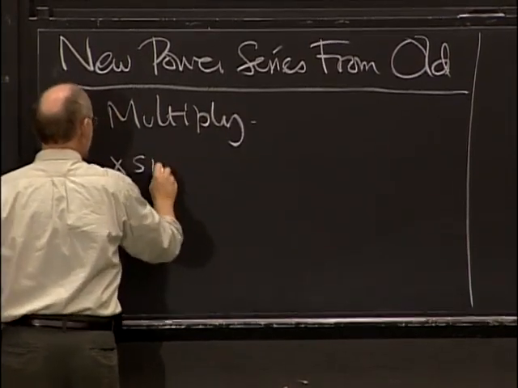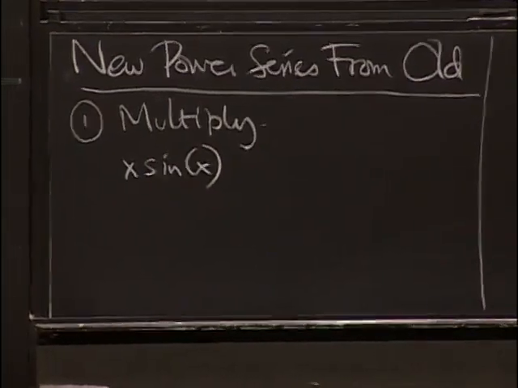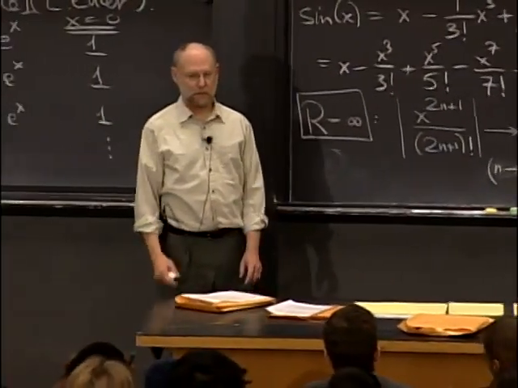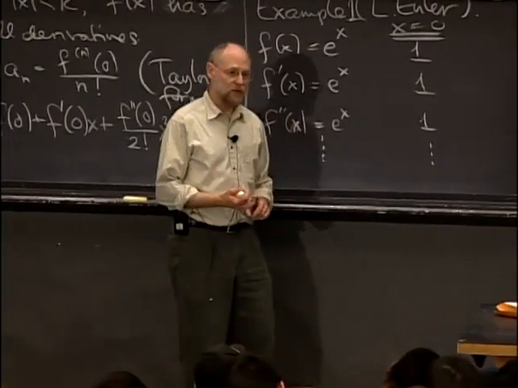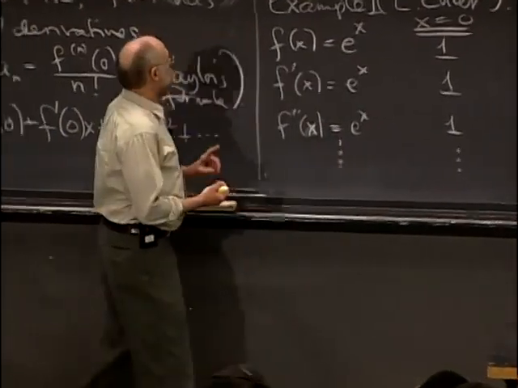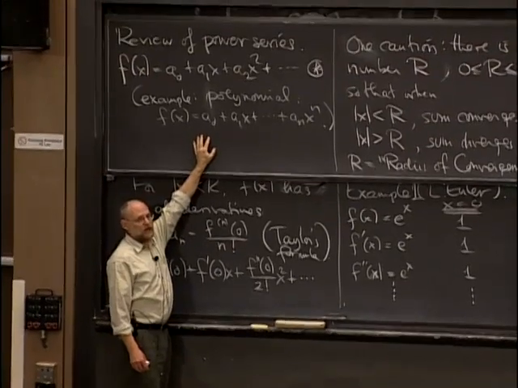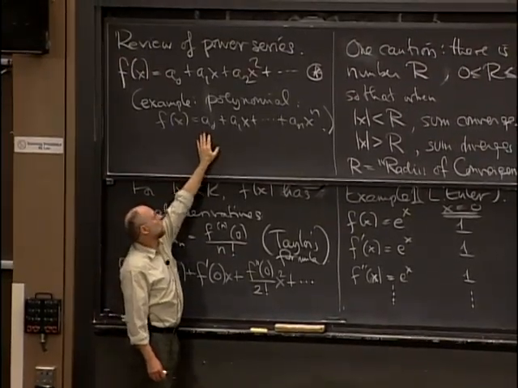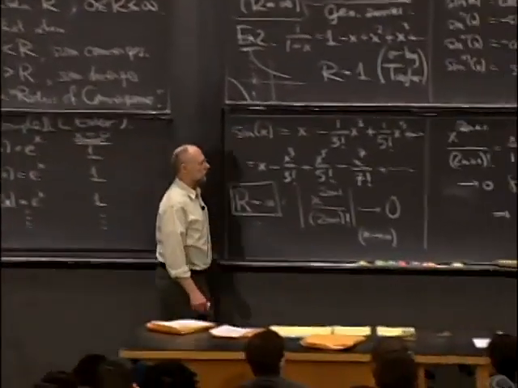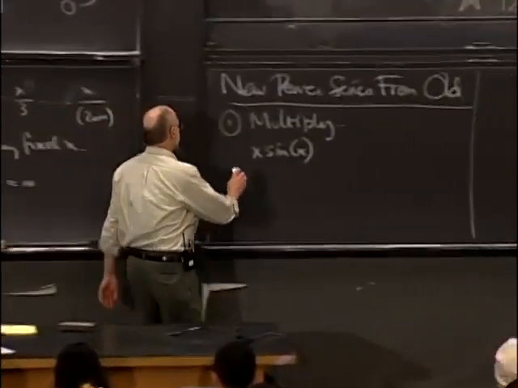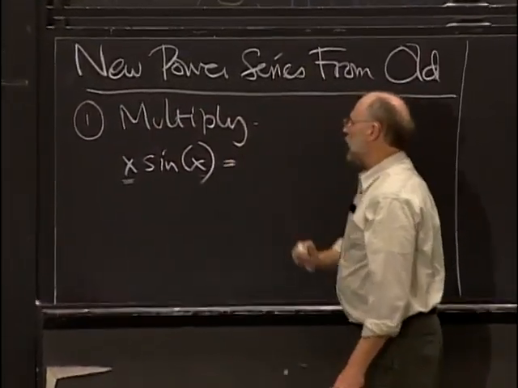So, for example, what if I want to compute a power series for x times the sine of x? Well, I have a power series for the sine of x. I just did it. How about a power series for x? Actually, I did that here too. The function x is a very simple polynomial. It's the polynomial where a0 is 0, a1 is 1, all the other coefficients are 0. So x itself is a power series, a very simple one, and the sine of x is a power series.